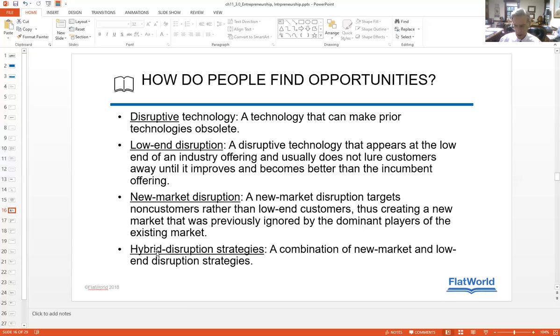And then hybrid is a combination of both new market and low-end disruptions. And although you don't see much print here on the screen, the textbook suggests to you that this is a very common kind of disruption, a more common kind of disruption.